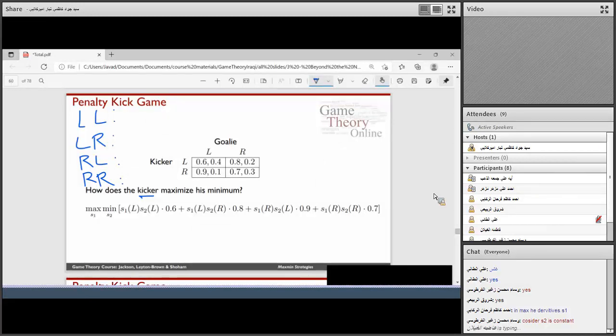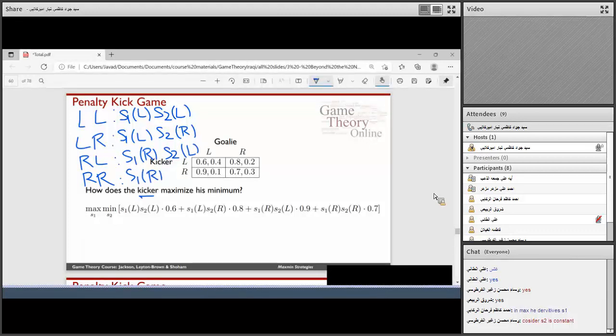Before we go there, first we need to say the probability of each of these. First player going to left is S1 of L. Second player going to left is S2 of L. First player going to left is S1 of L, second player going to right is S2 of R. First player going to right is S1 of R, second player going to left is S2 of L. First player going to right is S1 of R, second player going to right is S2 of R.